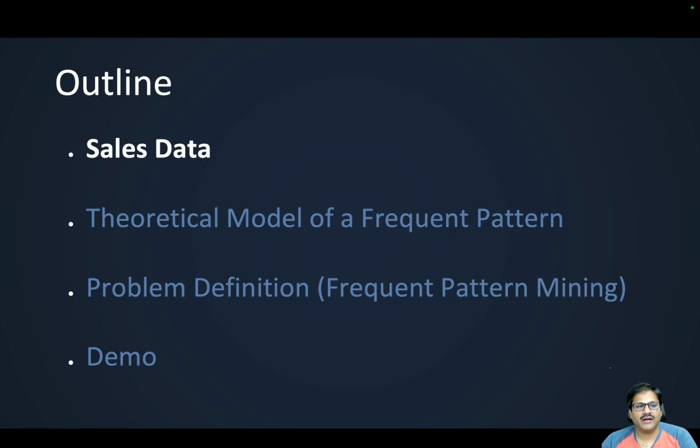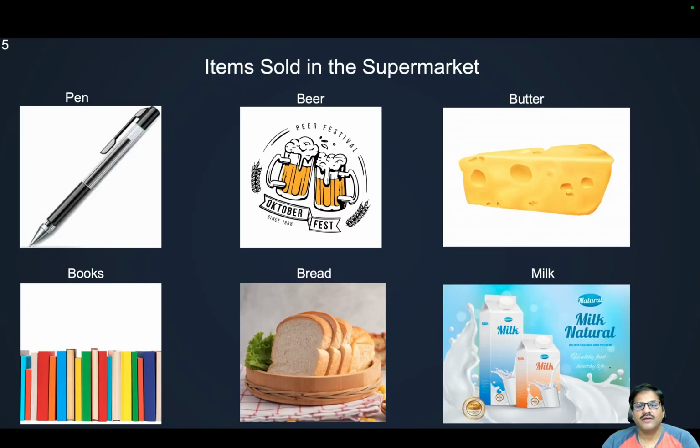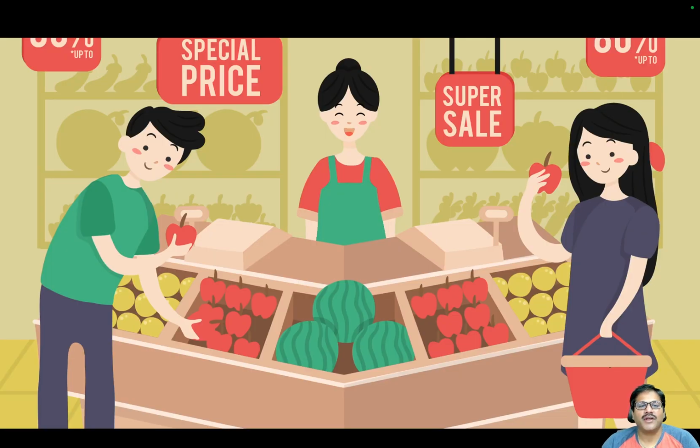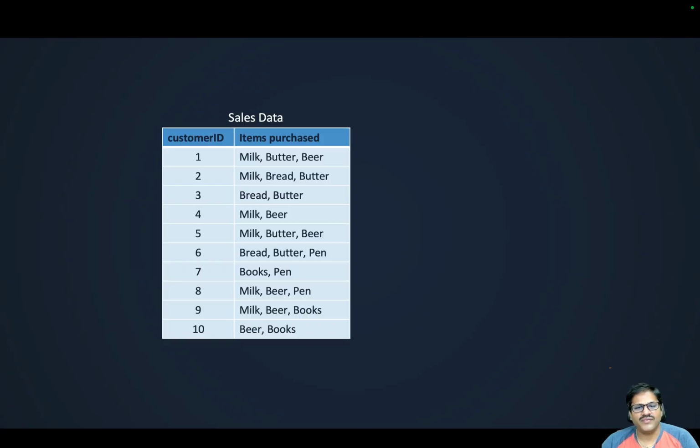Coming to the sales data, assume there is a supermarket which is selling 6 different items such as pen, beer, butter, books, bread, and milk. Now, many people are coming to the supermarket and then they are purchasing different items. The purchase data of these customers will result in sales data. Each row in this sales data represents the customer ID followed by the items they have purchased.